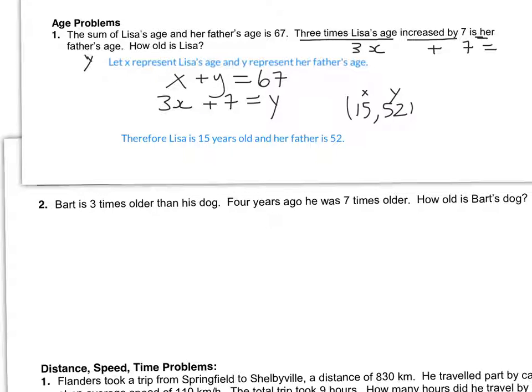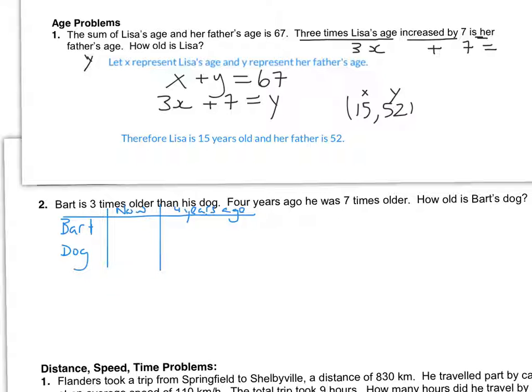So when we're talking about 2 different time frames, I set this up in a chart to help me organize the information. So we've got Bart, and we have his dog, and I'm going to set up a little bit of a chart. This will be now, and this will be 4 years ago. Okay, so this is just an organization tool that will help you put the information together.